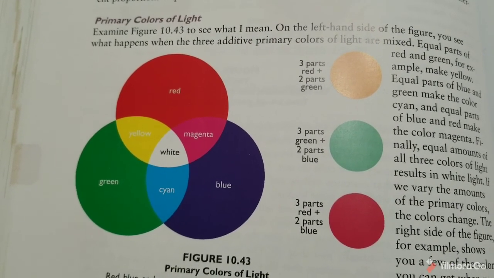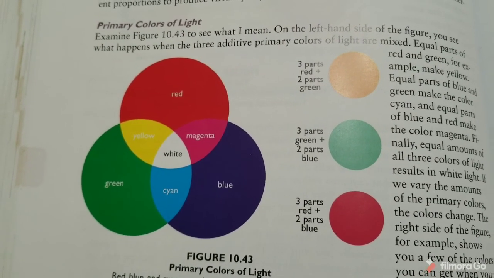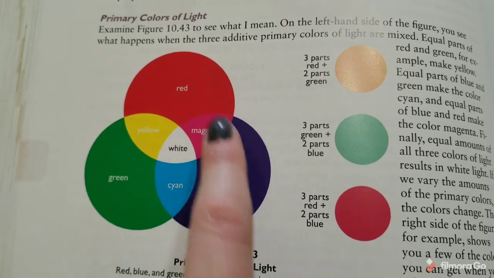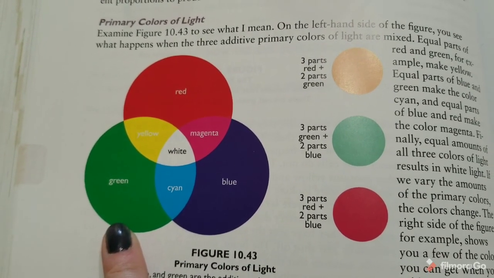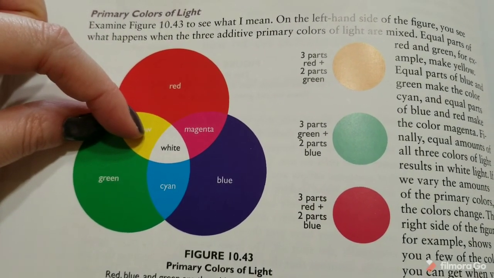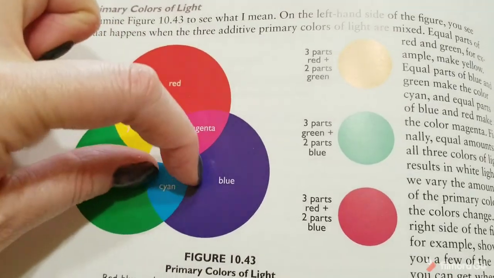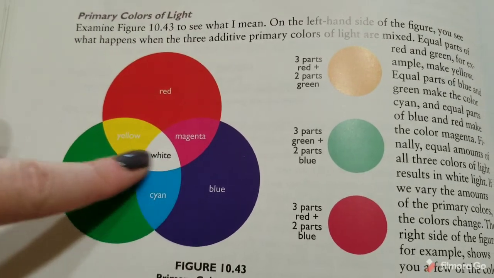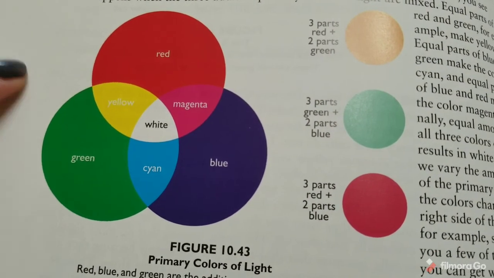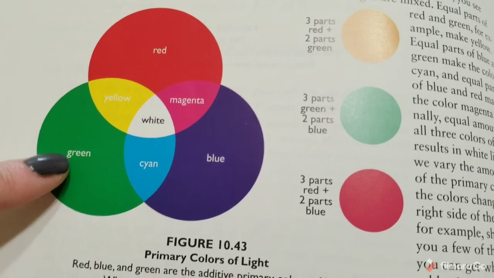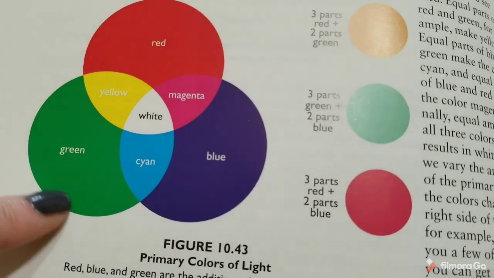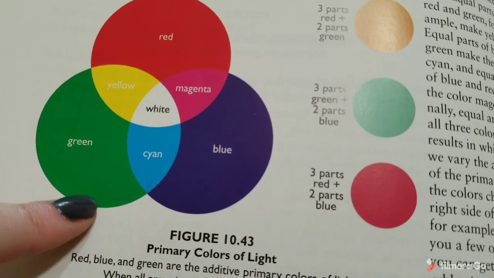So figure 10.43 here on page 386 in the textbook shows the additive primary colors of light. And how on earth can you mix green and red and make yellow? And likewise for these and these. And they are lighter colors. How does that even work? Well, these are like a spectrum. Imagine this goes from the darkest of dark green with tons of black and a tiny bit of green, all the way to tons of white with a tiny bit of green.